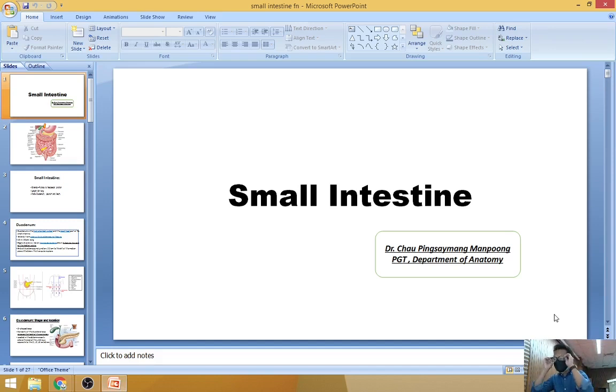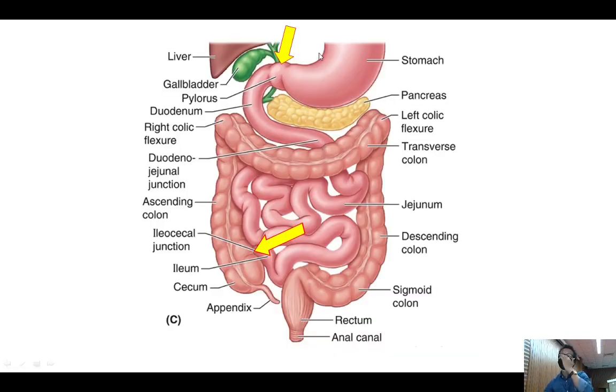Okay. Today our topic is small intestine. I guess last time we had a topic on stomach taken by Dr. Ofisha. So today we'll do the small intestine. All right. Can you see the diagram? Yes, sir. Very good. So we have a stomach here.